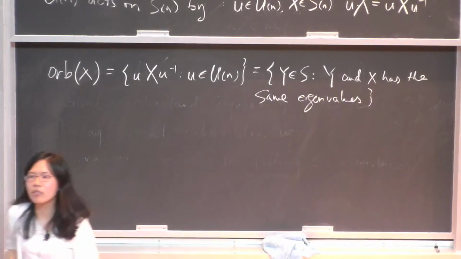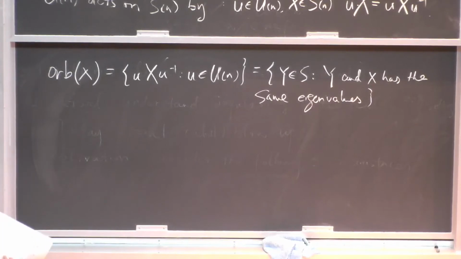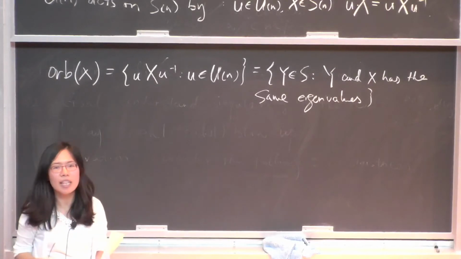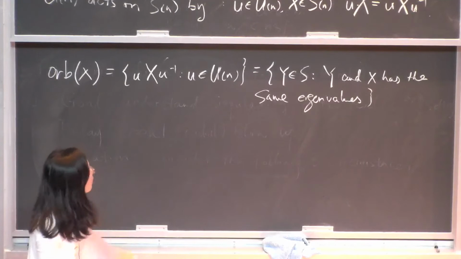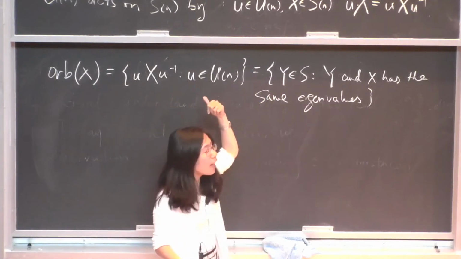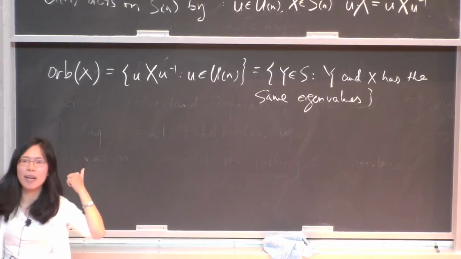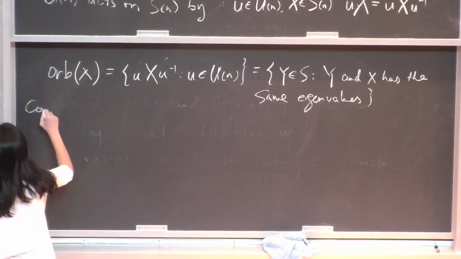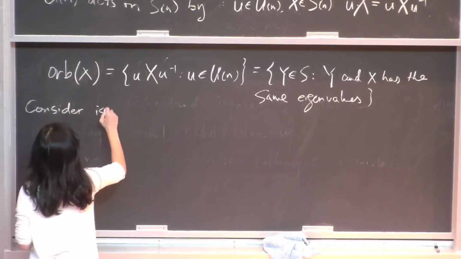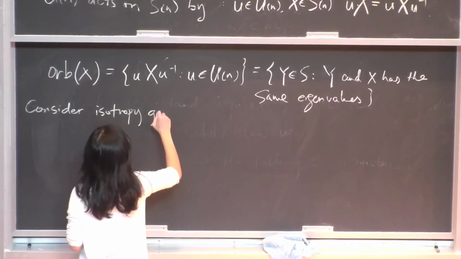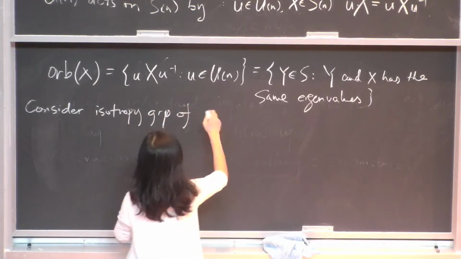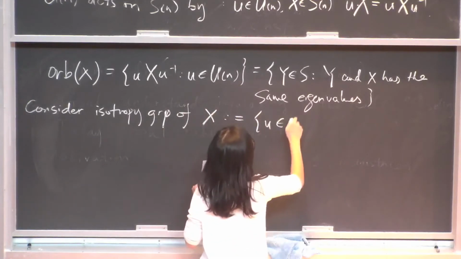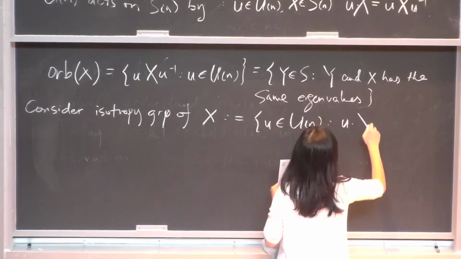Okay, so I mean this is very easy to see. If you look at the action here, this just means that the only thing we're doing is changing the eigenvectors, but the eigenvalues will be preserved. But of course, you can see that all the Y in the space here don't need to have the same eigenvectors. Okay. And now I want to consider the following. I want to consider the isotropy group of an element X.